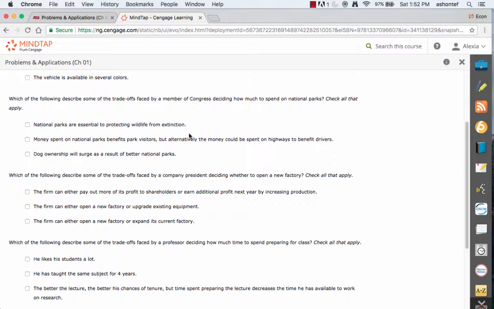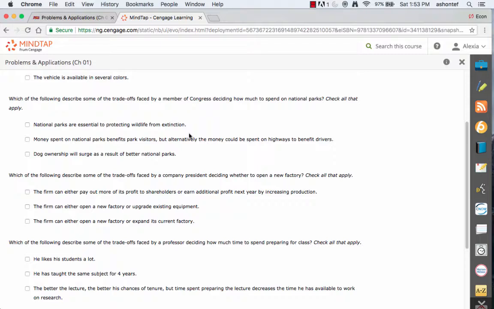And then number 3 says dog ownership will surge as a result of better national parks. Well, again, like that first answer there, it could very well be true, that could very well happen. As a member of Congress, is that really going to be a trade-off that a member of Congress would have to be facing?